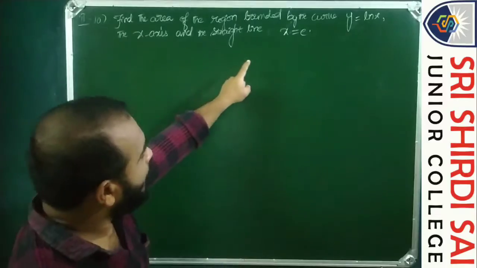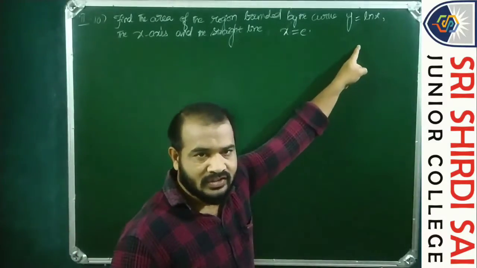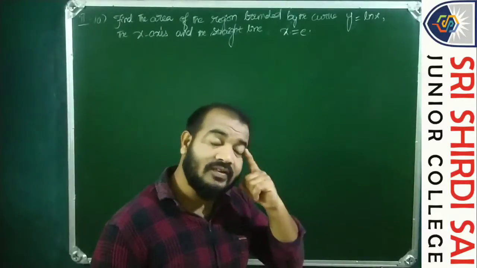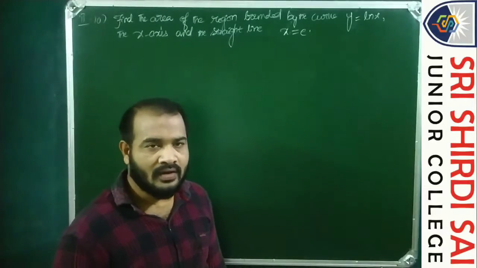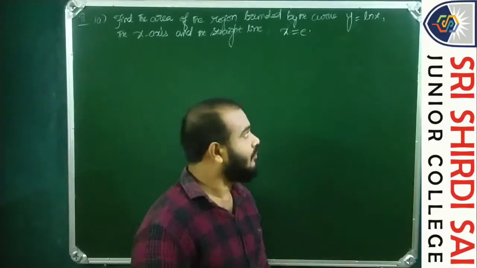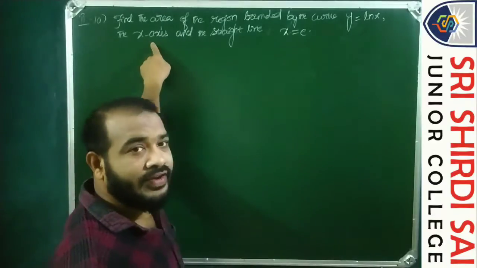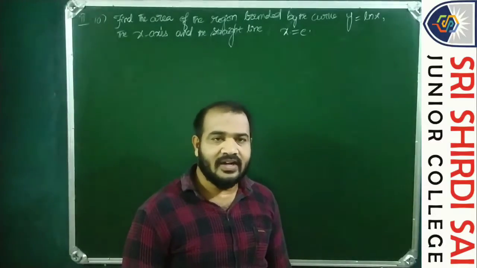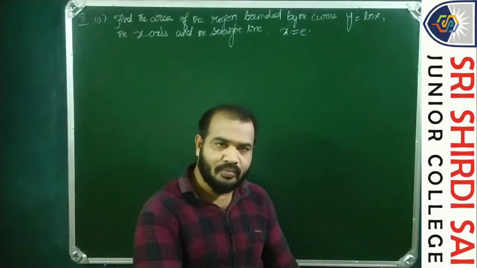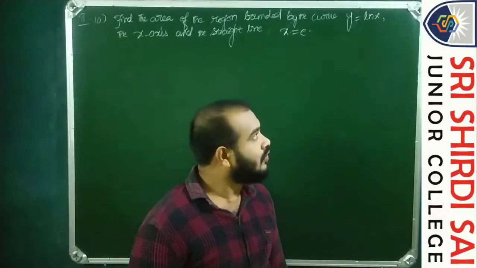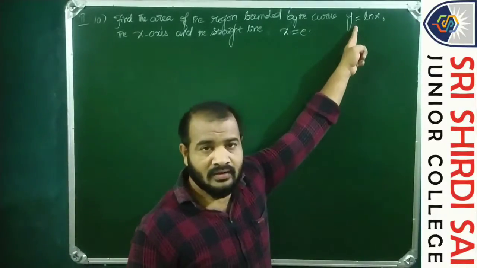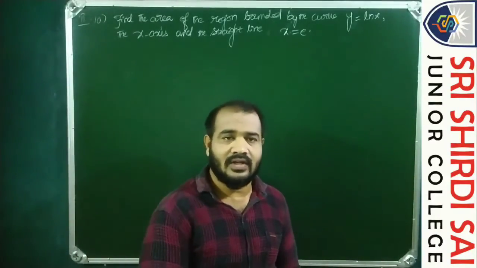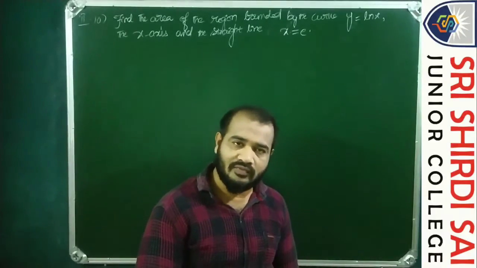Find the area of the region bounded by the curve y equals ln x, meaning the log x function, the x-axis, and the straight line x equals e. y equals log x is not a bounded curve, so it is an open curve. The x-axis means y equals 0. And the straight line x equals e is a straight line parallel to the y-axis, a vertical line. Since the curve is not bounded, x equals e and the x-axis should cut it, and then the area of the region so formed is what we need to find.